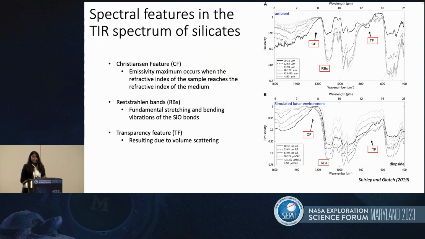And then we have Reststrahlen bands, which happen just longer than the CF band, and they happen to be the fundamental vibrations, the stretching and the bending vibration modes of the Si-O bonds. The stretching vibrations happen between roughly 8 to 11 microns, and the bending modes happen after roughly 16 microns. And then we have the transparency feature. This is due to the volume scattering within the sample, and it is mostly pronounced when we have samples with very fine particle grain size.